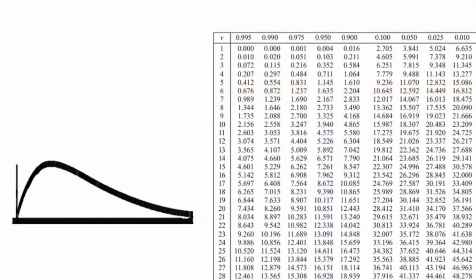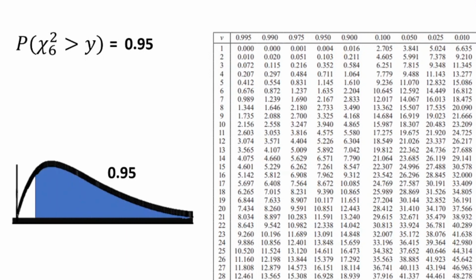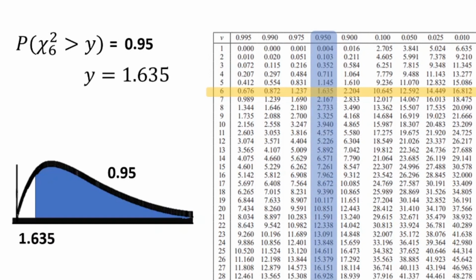Okay, I just wanted to quickly show you a different form of notation that might be asking us to do a similar thing. So the probability that the chi-squared distribution is greater than y equals 0.95. So that will be depicted on the graph, or depicted on the diagram like this. I know which row to look at. I know which column to look at. Here's our critical value. 1.635.